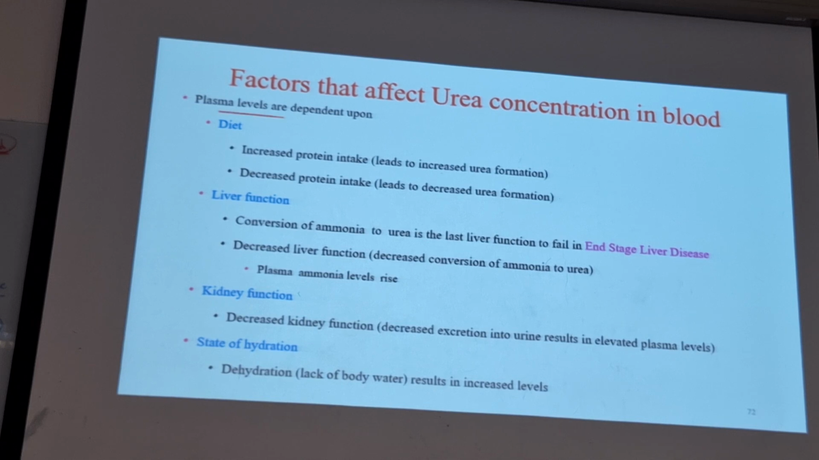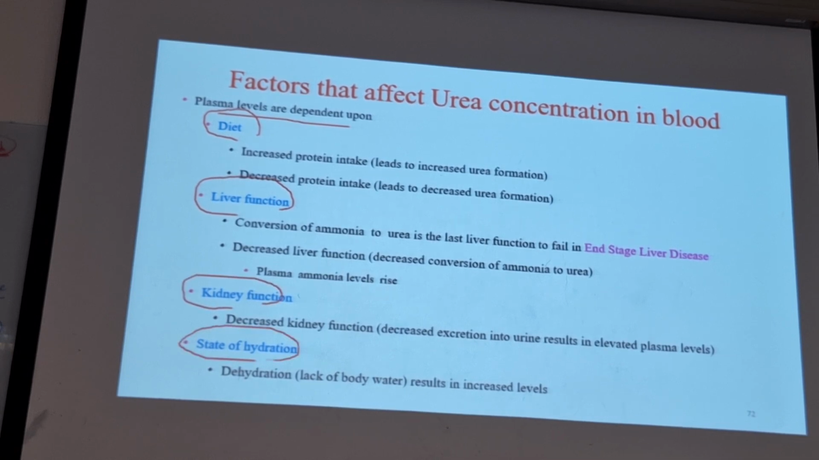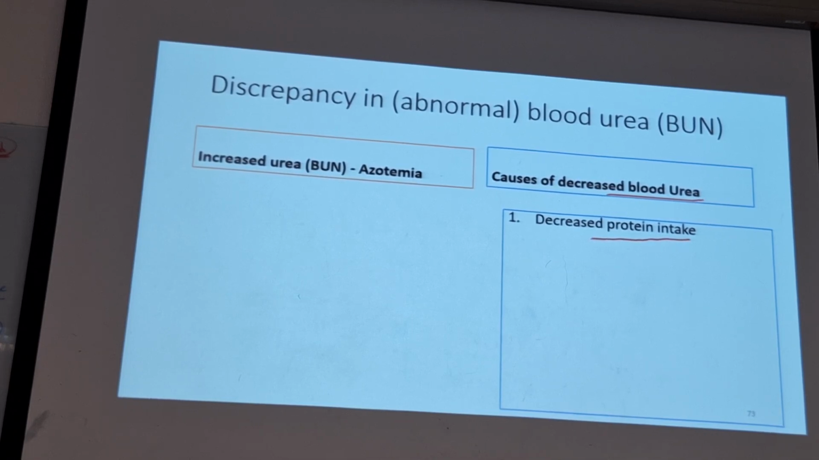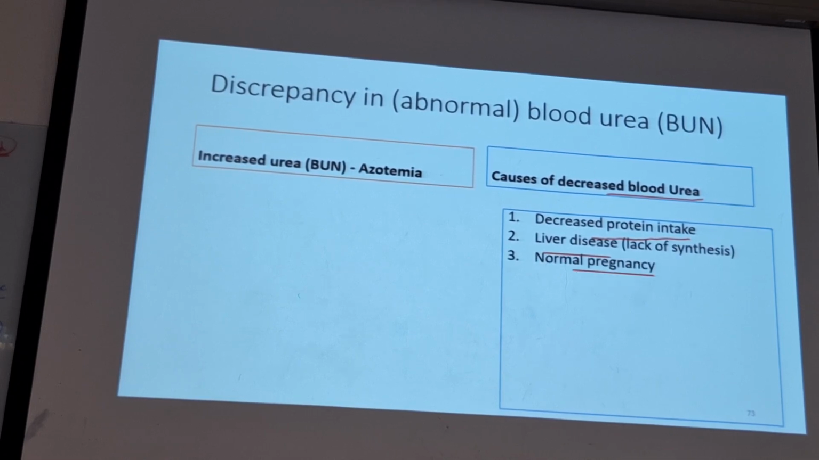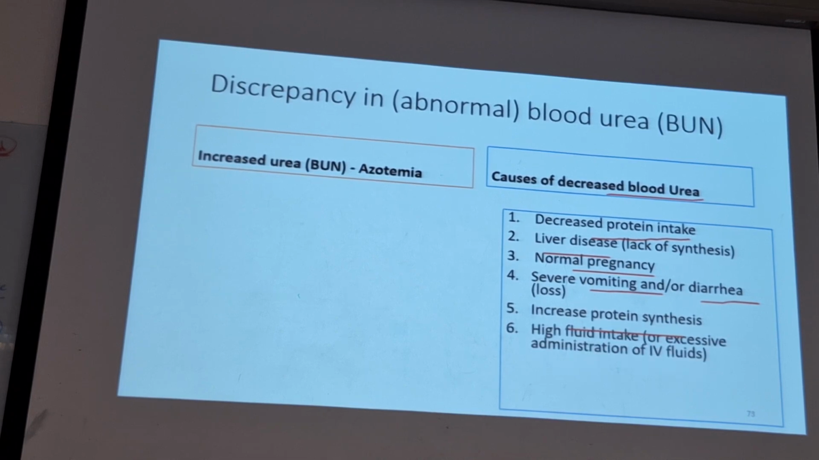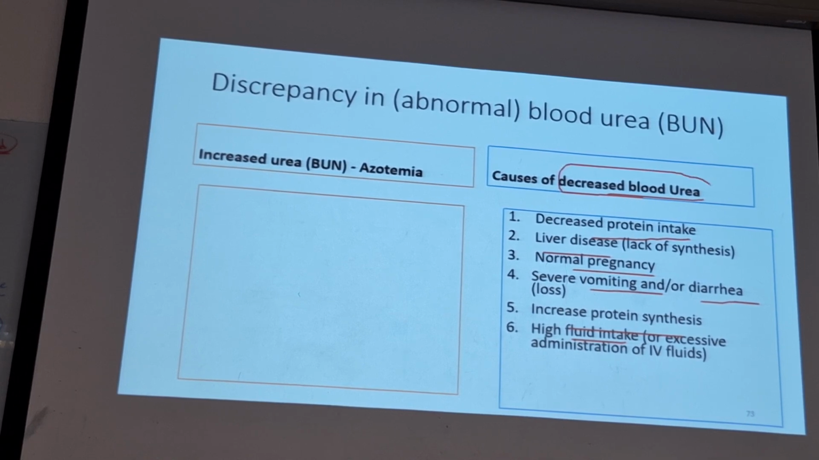The plasma level of urea is dependent on diet, liver function, kidney function, and state of hydration. The main causes of decreased urea are decreased protein intake, liver disease, normal pregnancy, severe vomiting or diarrhea, increased protein synthesis, and high fluid intake.